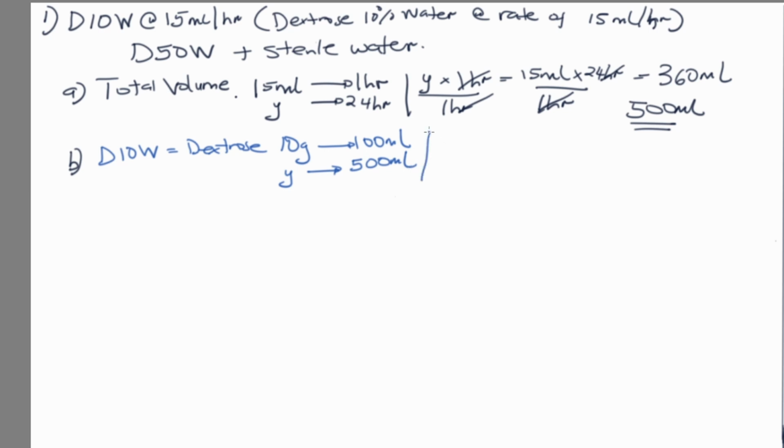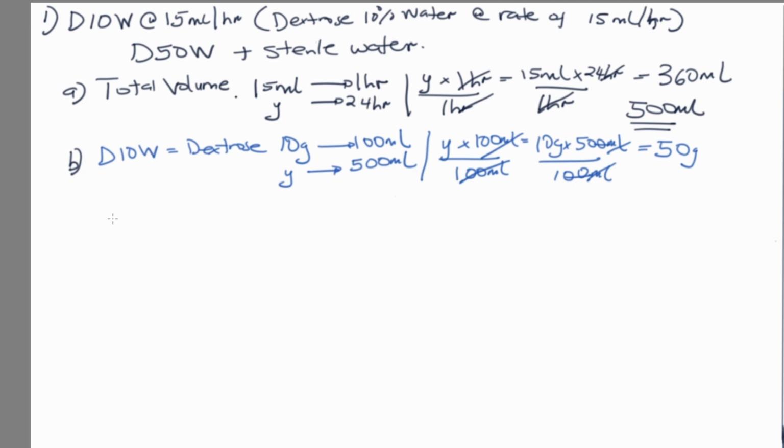So we cross multiply again, so that'll be y times 100 ml. So we're going back to basic algebra. And then 10 grams times 500 mLs. Divide both sides by 100 ml so that we're left with y on this side. And then the units go, so we're left with, we need 50 grams. We need 50 grams, 500 mLs will be equivalent to 10% of dextrose.